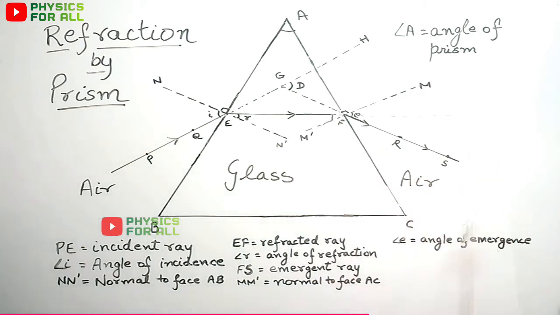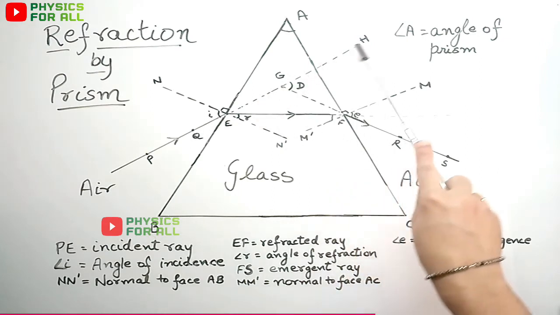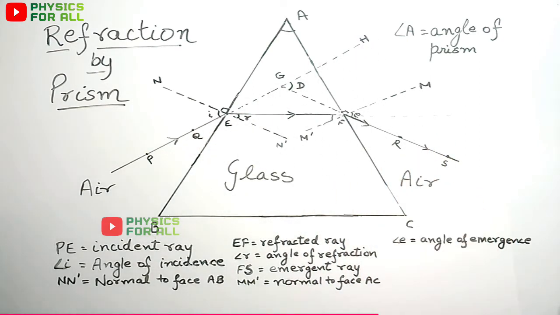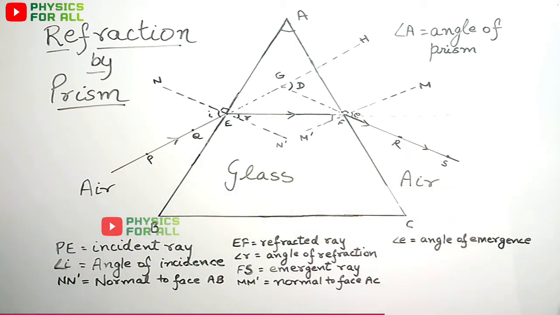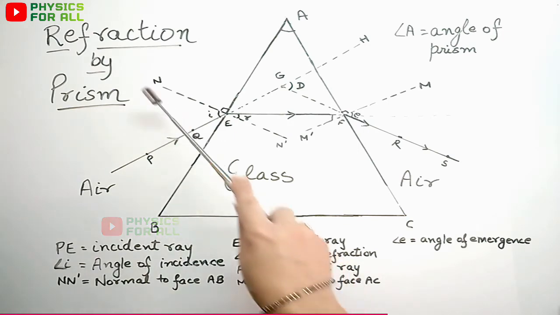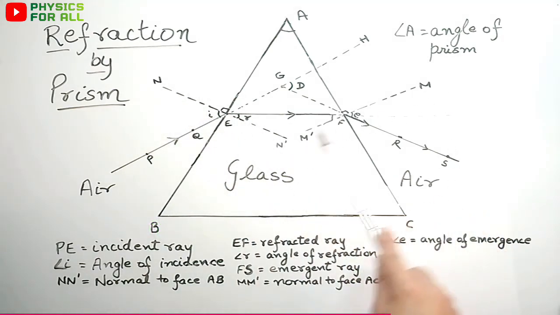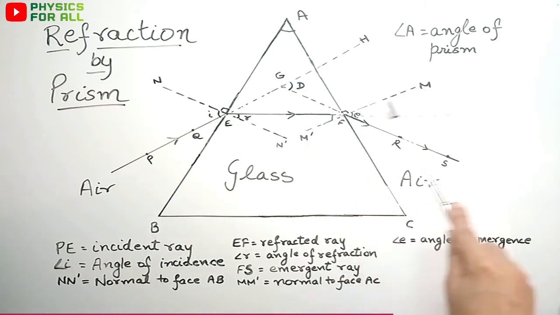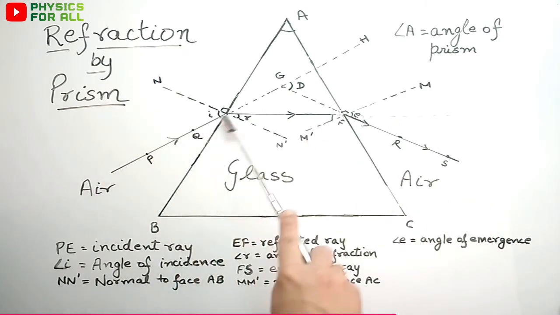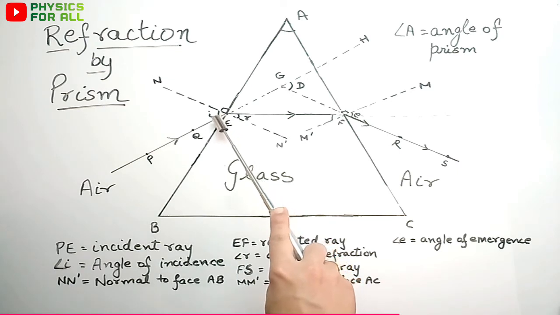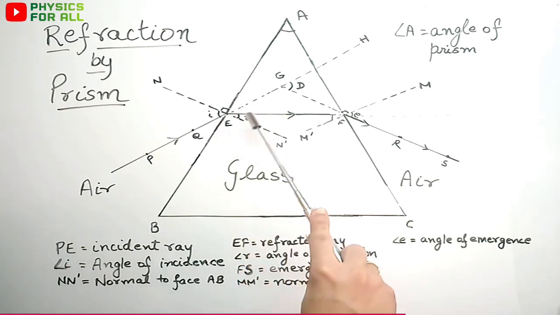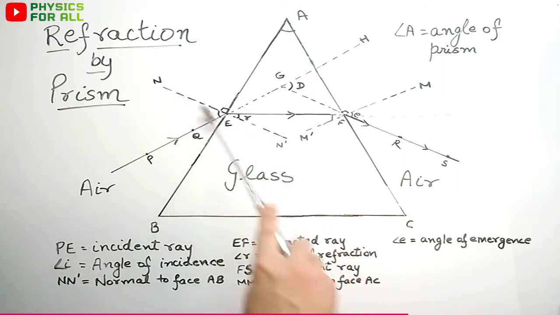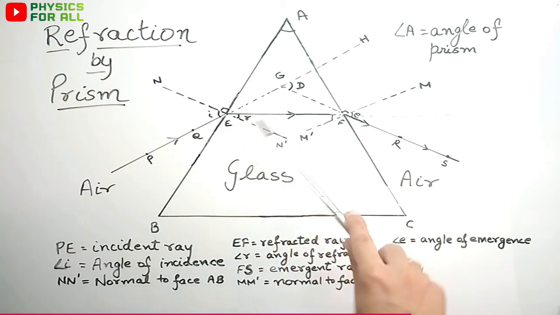The whole picture is clear to us: we have drawn those lines with dashes which the ray would have traced if there had been no refraction. And also we have drawn the normals to the faces AB and AC with dotted lines. So the ray coming like this, PE, the incident ray, would have gone straight, but it is not going straight. It is experiencing refraction, and being NN dash the normal, it is bending towards the normal.